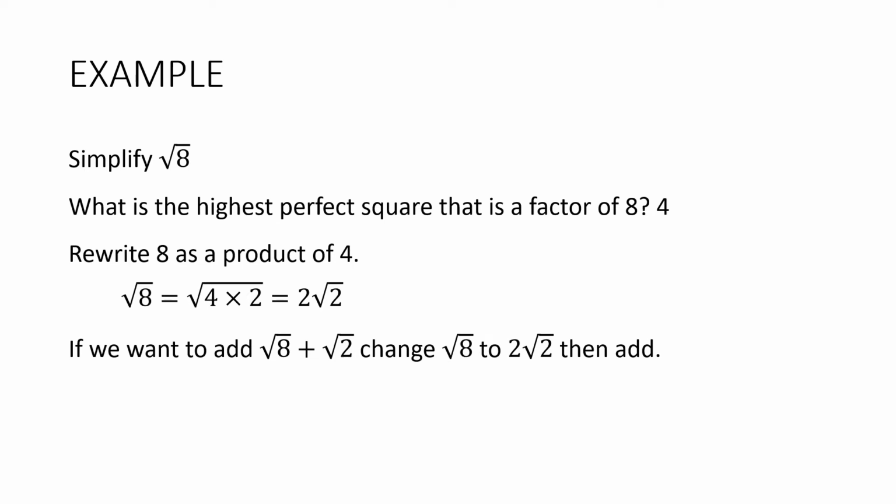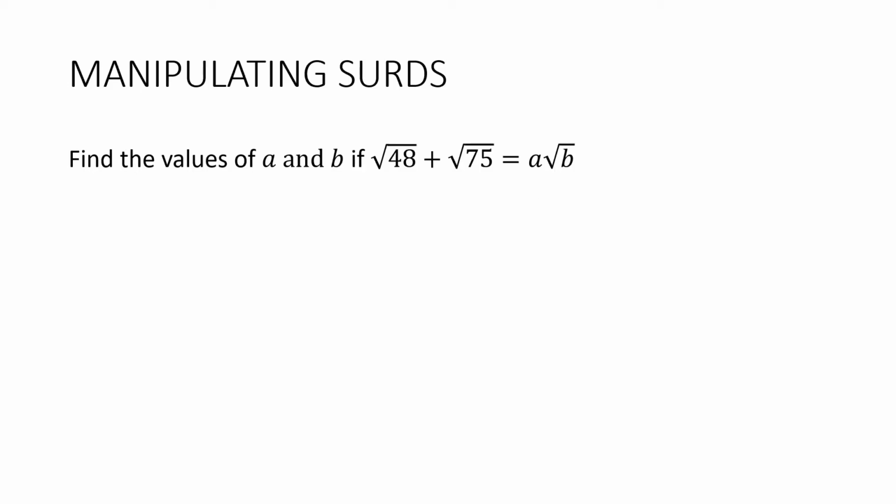Now if we wanted to add root 8 and root 2, we would change root 8 into 2 root 2 and then add, like this. Change it, and now 2 root 2 plus root 2 is 3 root 2. Let's have a look at some other common questions.